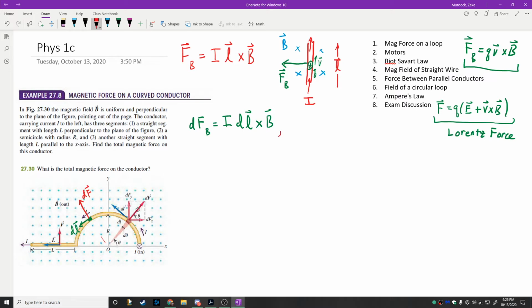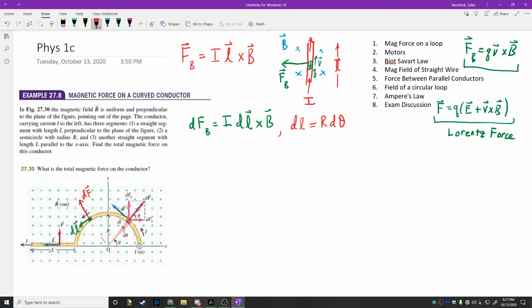So the first thing I would say is, how can we rewrite dl in terms of maybe theta and r in this case? It's an arc length, exactly. So what would dl be equal to in that case then? I forget the formula, okay. So it's going to be r times theta, but in this case, it's going to be r d theta. It's just the little tiny piece right here. d theta.